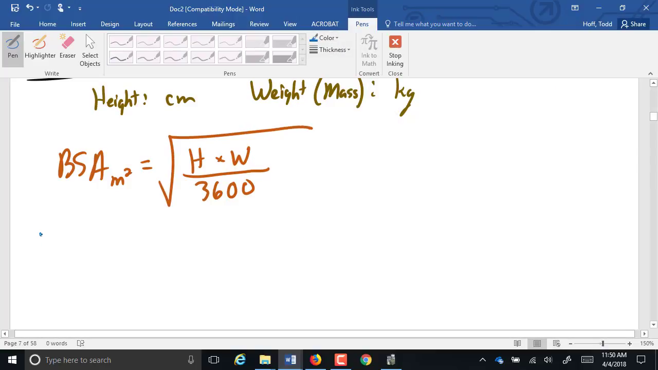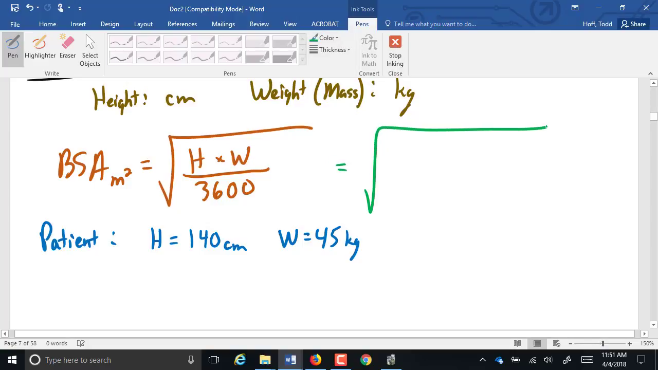So let's say we have a patient that has a height of 140 centimeters and a weight or mass of 45 kilograms. Body surface area is going to be found by using the square root of 140 times 45 over 3,600.